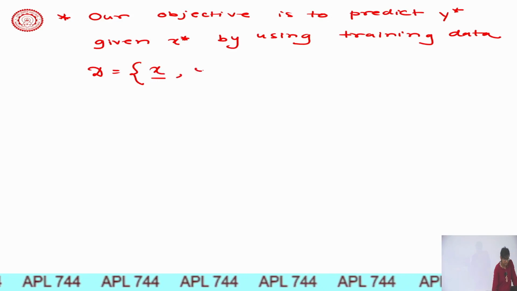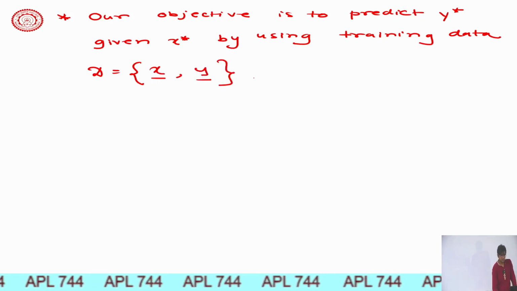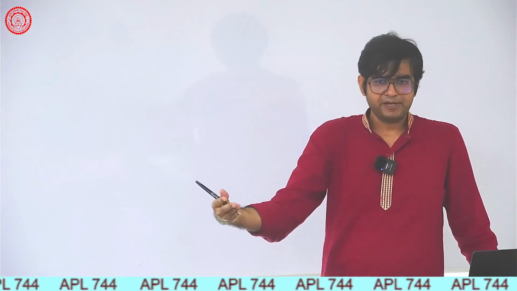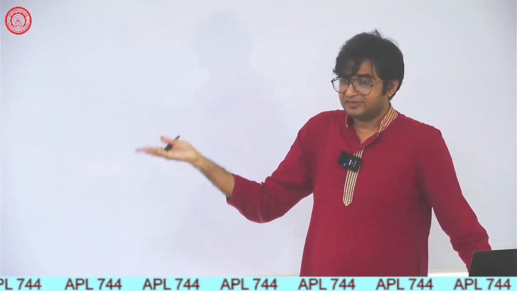(x, y). This is the goal, right? But I have some training data. From that data, I want to learn the pattern, in this case, the mapping. And then if you give me a new input, I should be able to predict the output corresponding to that input. That is the objective. In mathematical terms, how does it look?